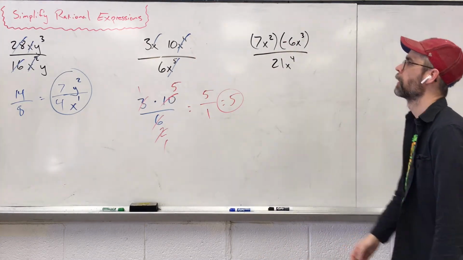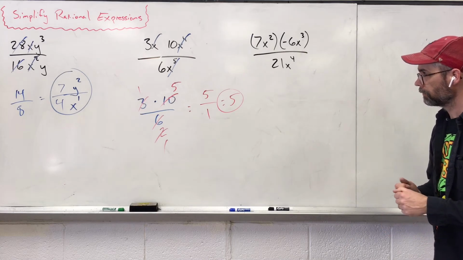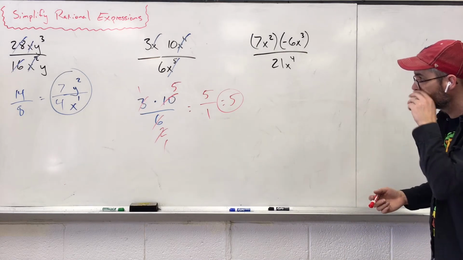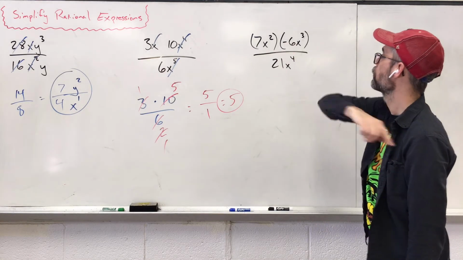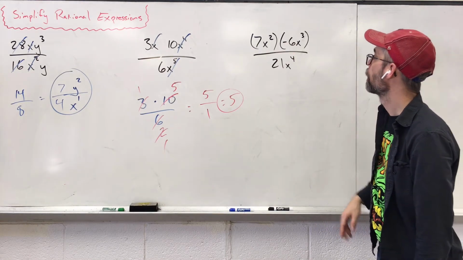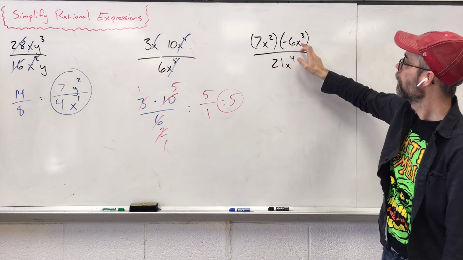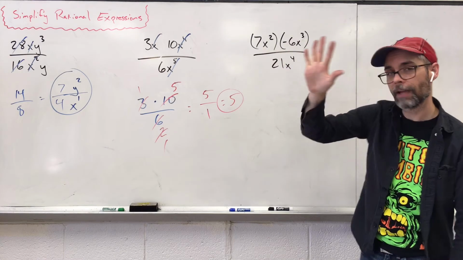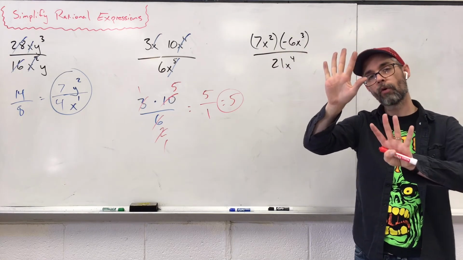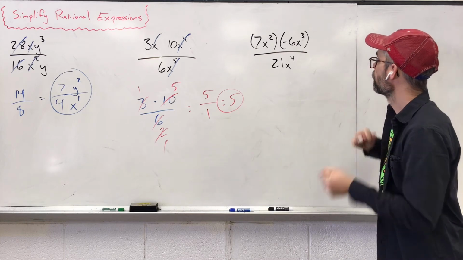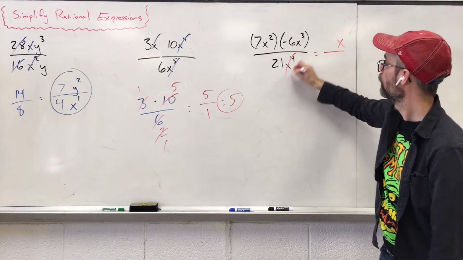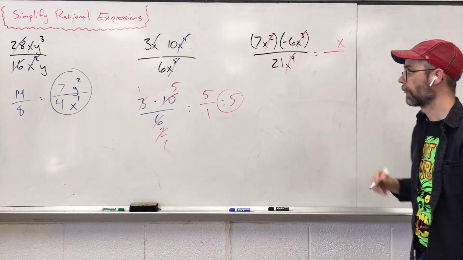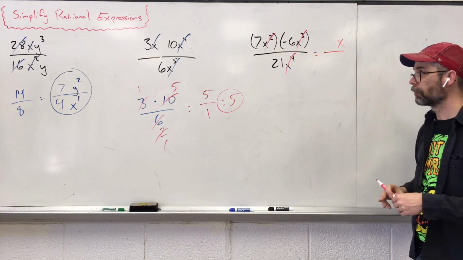Last one here. Let's look at the variables first. Remember, we've got multiplication going on all over the place up top. So that means I have 2 here, 3 here for a total of 5 x's up top, total of 4 on the bottom. My final answer has to have 1 x up top.